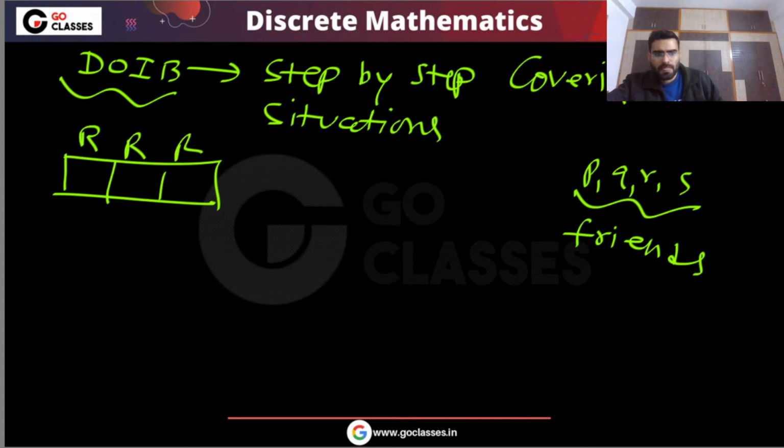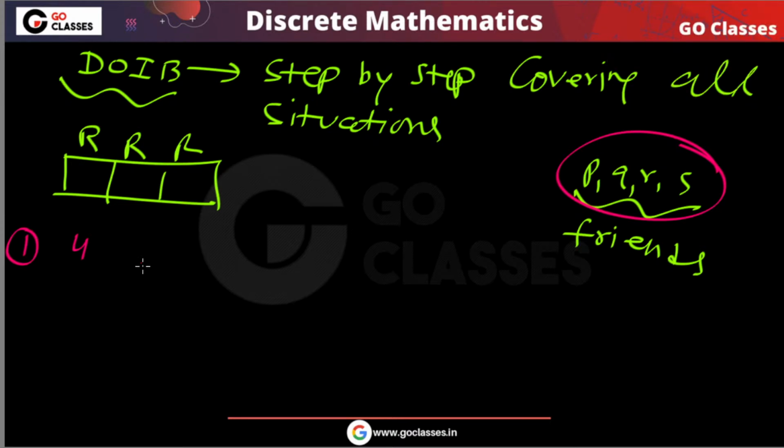Now, the first situation is when all these friends are together. This is case one. It does not matter in which room, because all the rooms are same. But it matters that all are together. So how many ways in this situation? Only one way, because all can go to one room. Remember, all the rooms are same, so it does not matter in which room you are. So there is only one way.